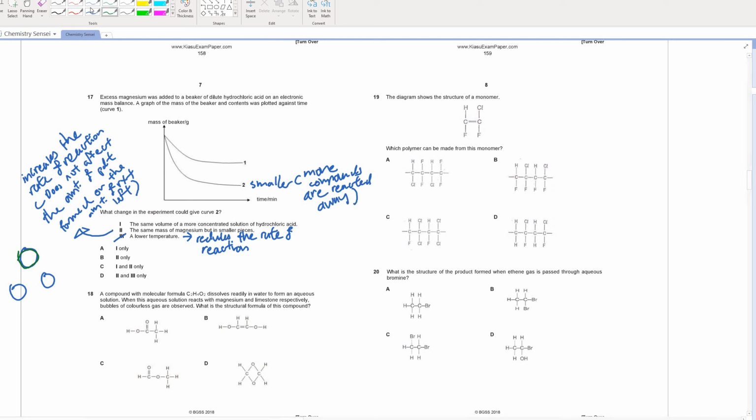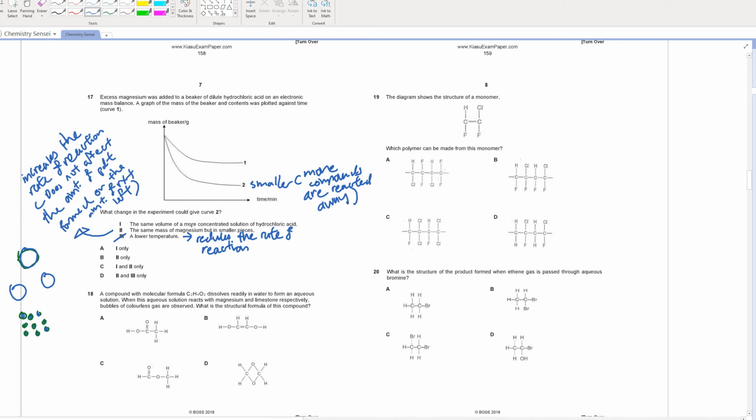Alright, however, when you have multiple small particles, there is now more surface area being exposed to hydrochloric acid. So this actually speeds up the rate of reaction.